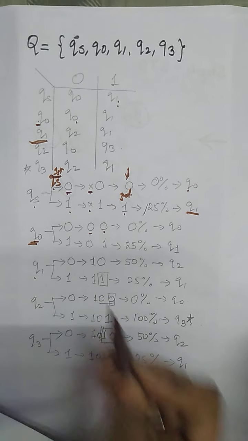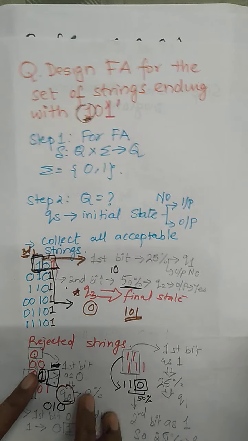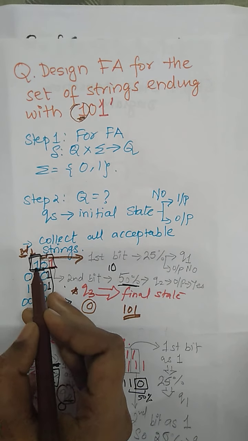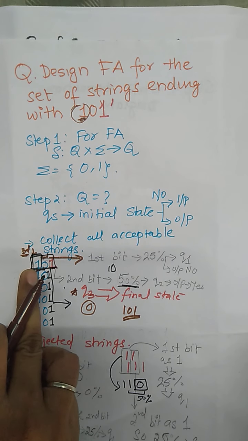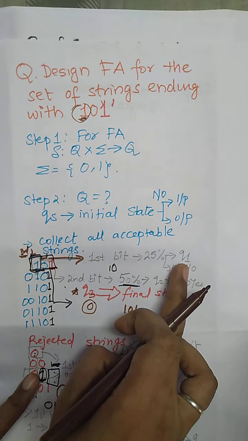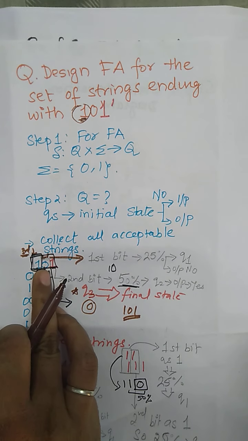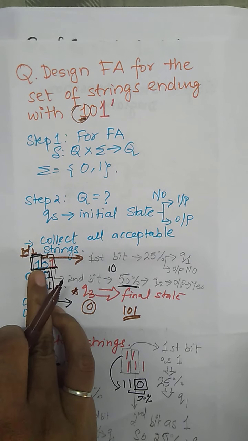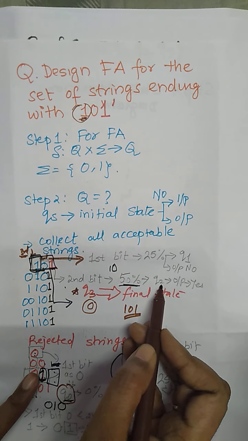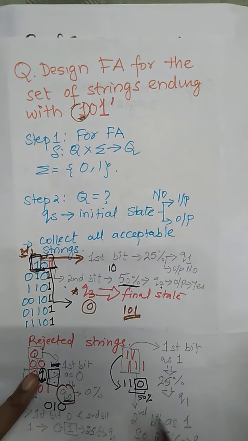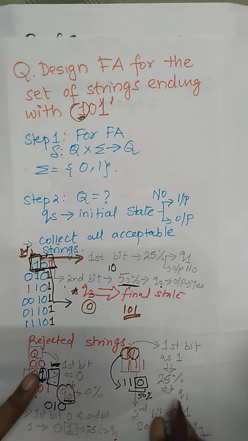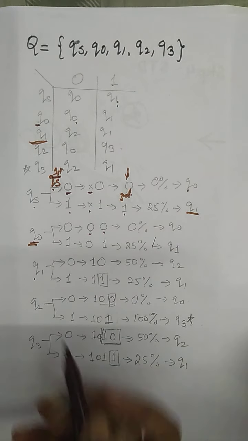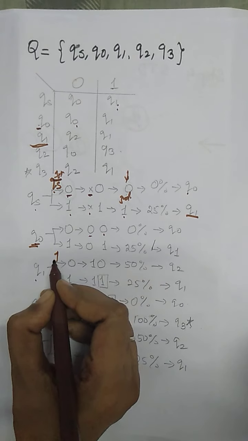What is Q1? Now we have to check which string is represented by Q1. Q1 represents the string in which the third last bit, or we can say the first bit, is 1. After Q1, if the next bit is 0, which is according to our requirement, it will go to the Q2 state. And after Q1, if the next bit is 1, it will remain in Q1 only. So we had considered Q1 represents first bit as 1.